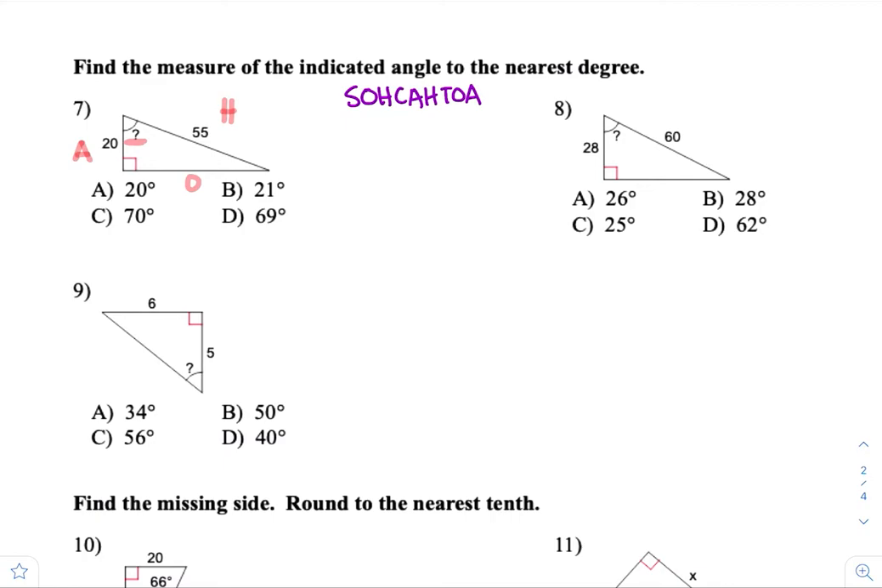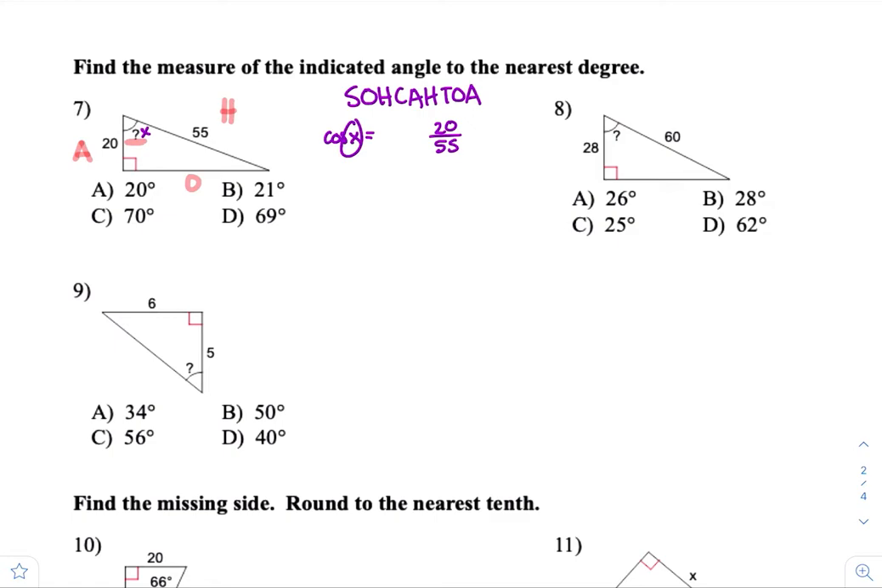What information are we using? We're using A and we're using H. So which trig identity uses A and H? That is this one, which is cosine. So I'm just going to label this x, you guys. Cosine of x is equal to adjacent, which is 20, over hypotenuse, which is 55.